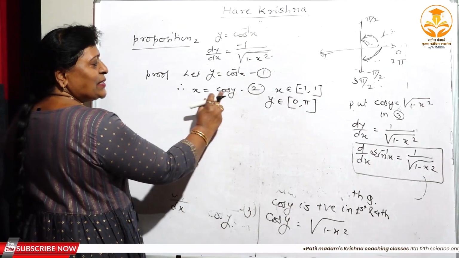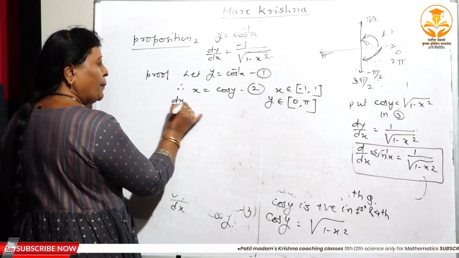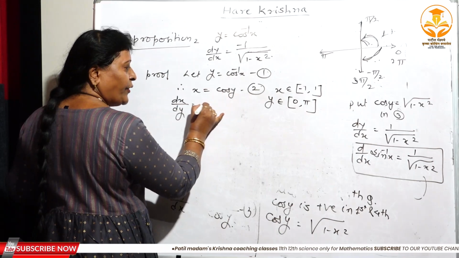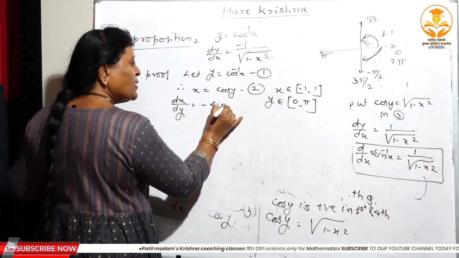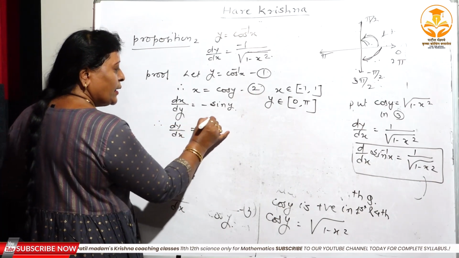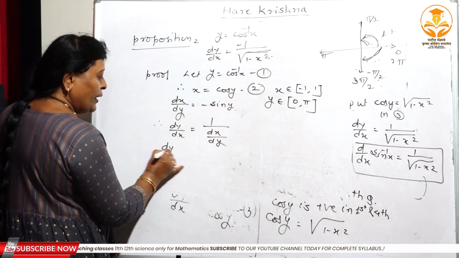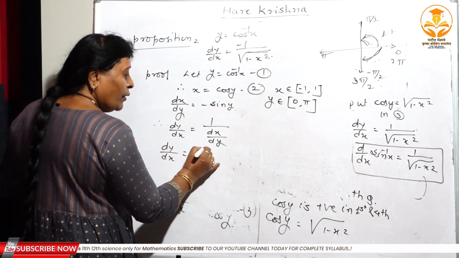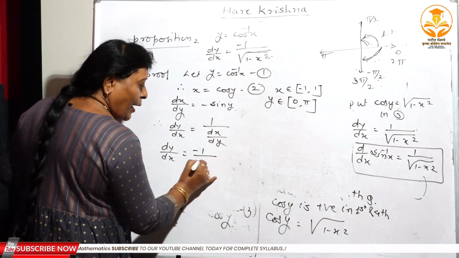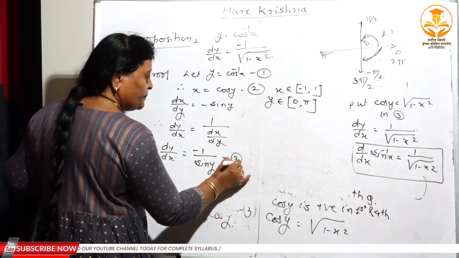Again, x is the function of y, you have to differentiate with respect to y. Therefore, dx divided by dy is equal to the derivative of cos y, that is equal to minus sin y, right? But we know dy divided by dx is nothing but 1 upon dx by dy. In the first theorem we have proved. Therefore, dy by dx is equal to 1 upon dx by dy, that is equal to minus 1 upon sin y, isn't it? Now this is third.